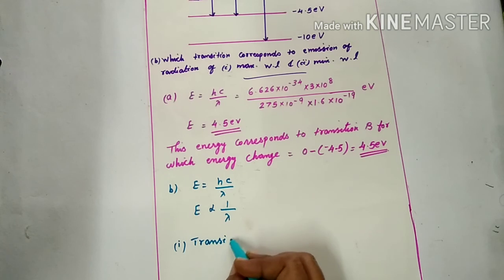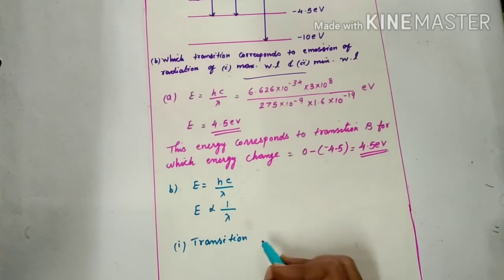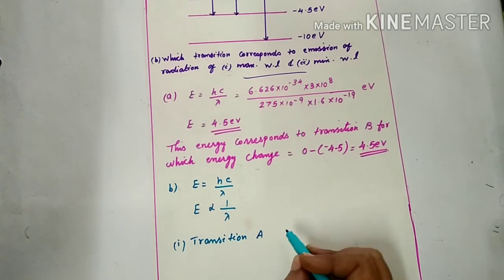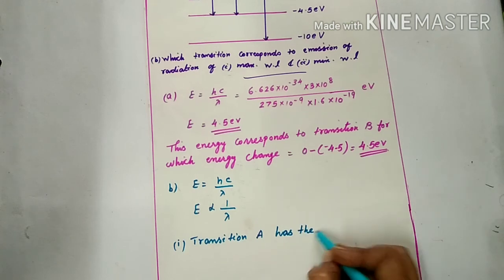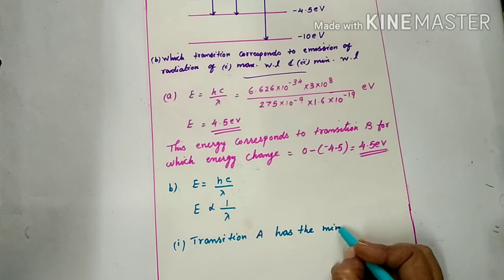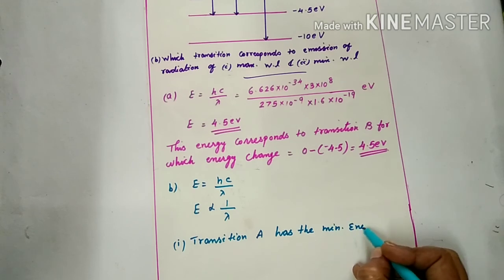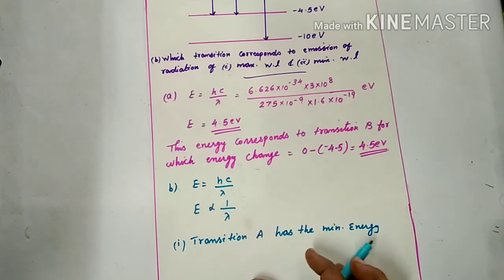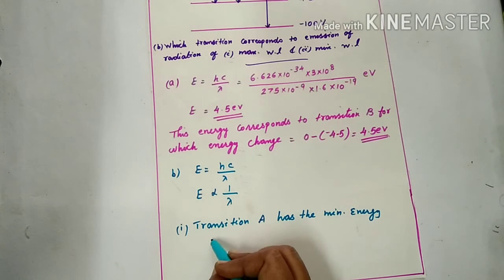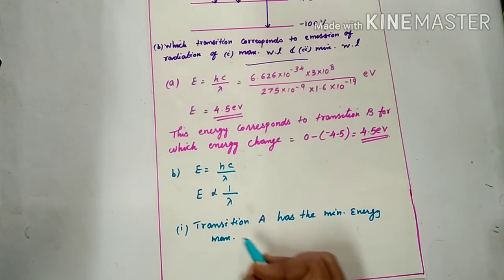Transition A has the minimum energy. So according to the formula, it has the maximum wavelength.